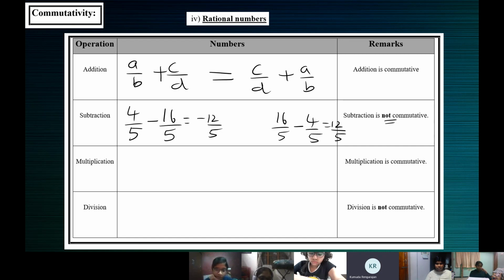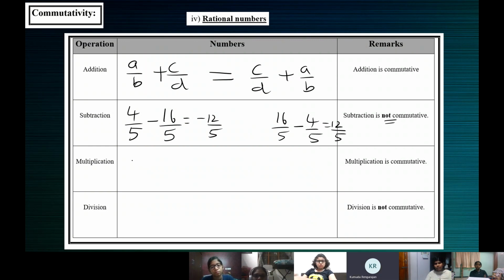But for addition, the first rational number plus the second rational number, the answer is the same as the second rational number plus the first rational number. Similarly, multiplication was also true.